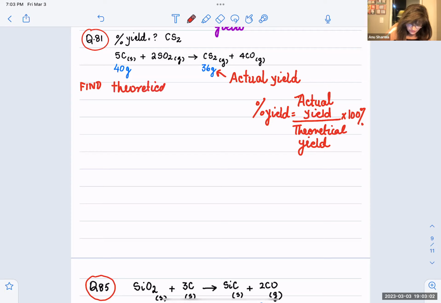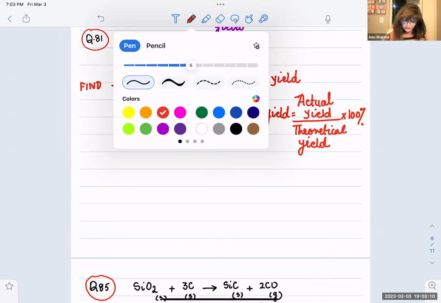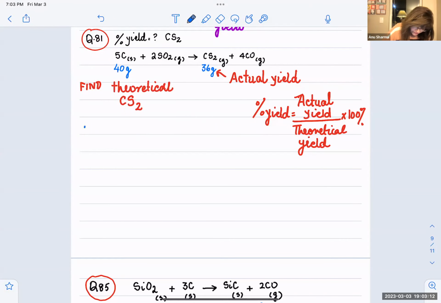We are given one of the reactants, which is, for CS2, we are given, let's write this down, we are given 40 grams of carbon. So let's find out how many grams of carbon disulfide we can produce. Okay, so write down here.